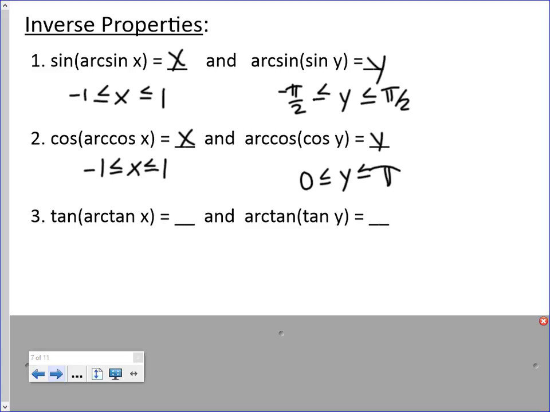And then we could have the same thing for tangent. This time, x can be any real number. Doesn't matter, because our domain there is -infinity to infinity. On y would have to be in that range from -pi/2 to positive pi/2.